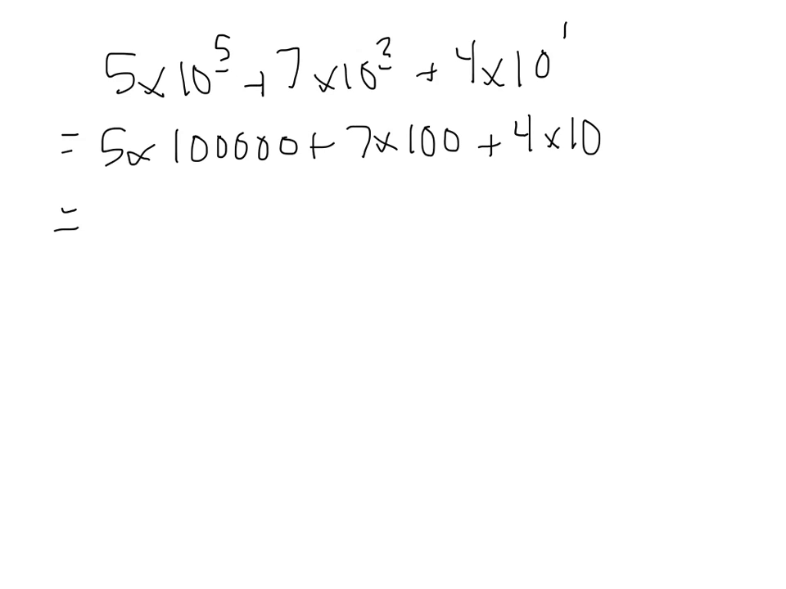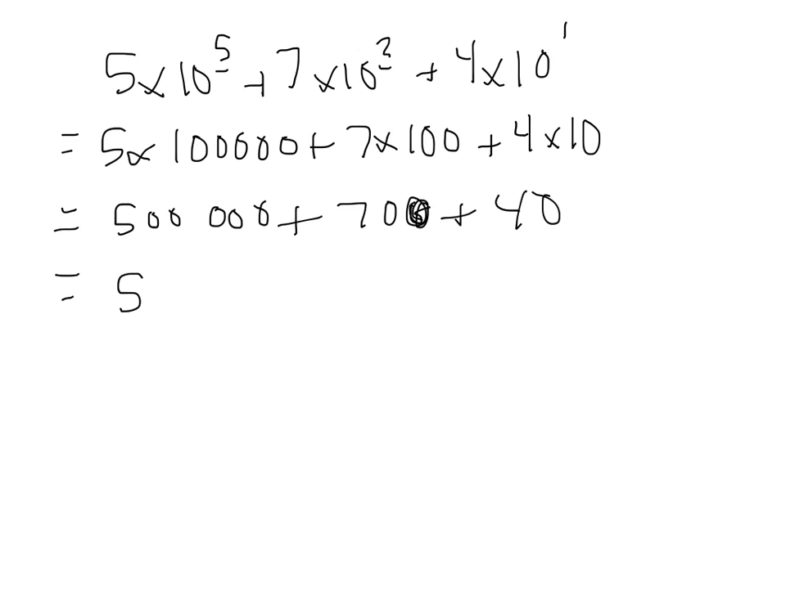5 times 100,000 is 500,000. Plus 7 times 100 is 700. Plus 4 times 10 is 40. It's not a G, that's a 0. Equals 500,740.